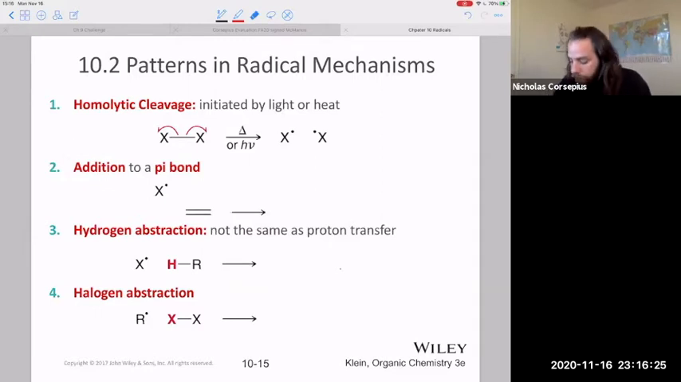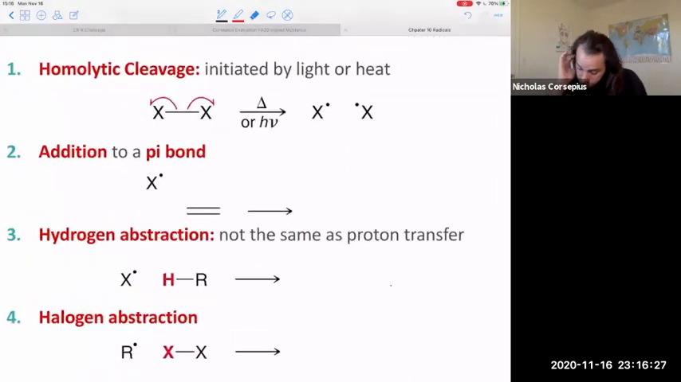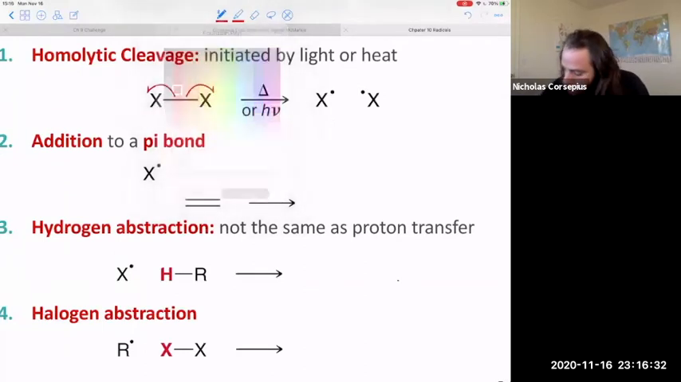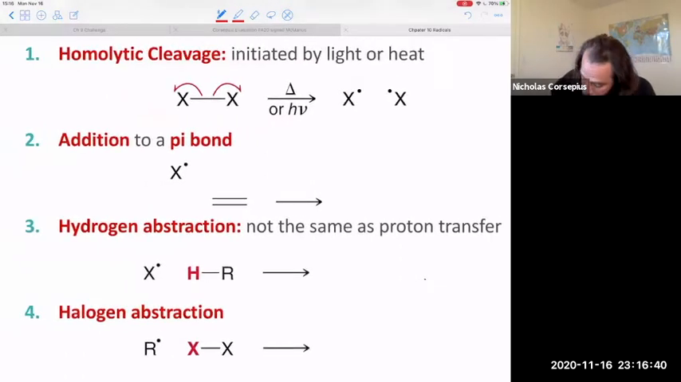Okay. All right, so now addition. What do we mean by addition? What we would have seen before when we had an addition reaction is some sort of an electrophile, and that electrophile was going to be attacked by that pi bond. The pi bond was playing the role of the nucleophile and attacking that electrophile.